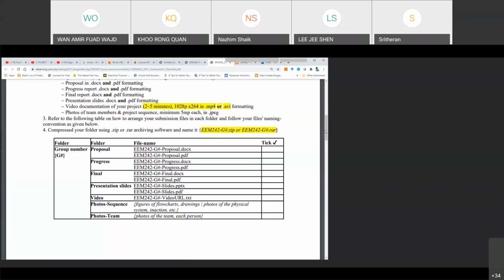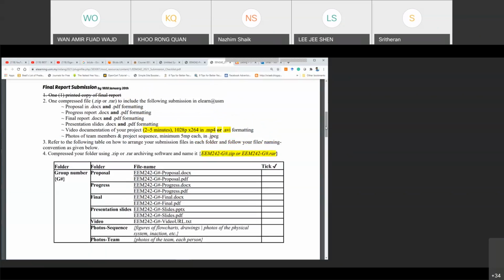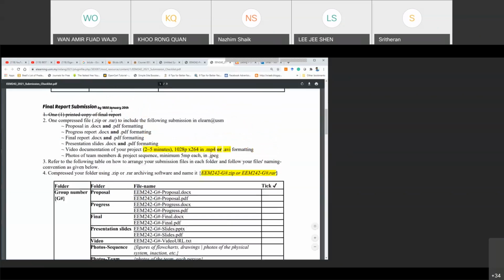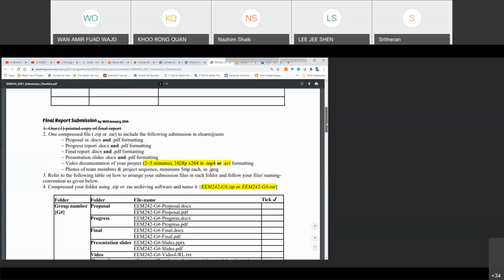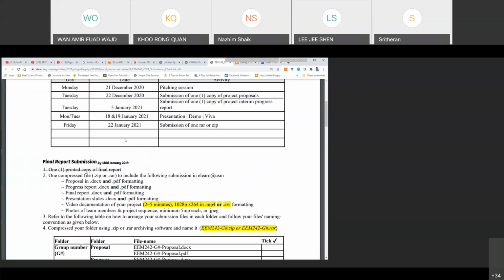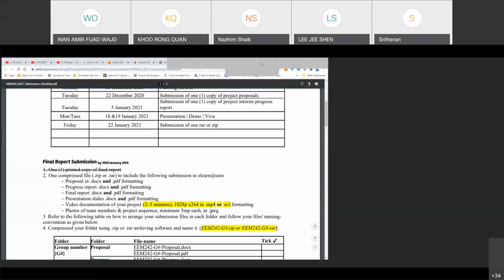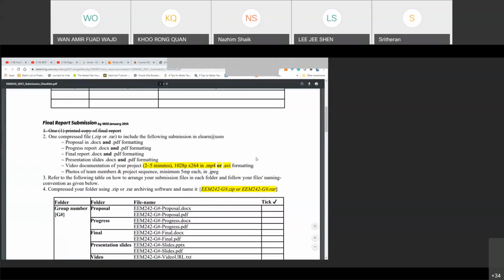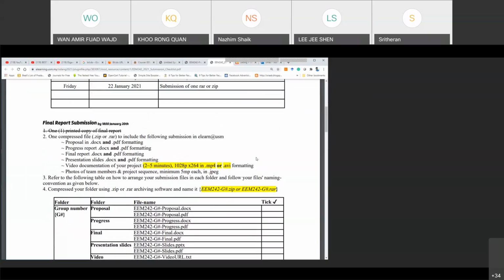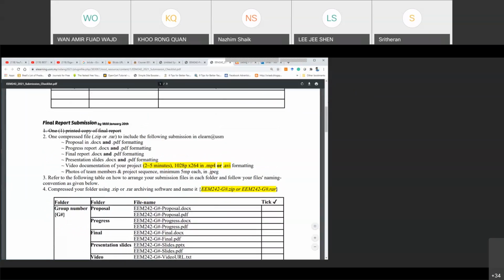Later on, even though the submission date stated here is 20th January, we extend it to Friday, 22nd January. Submission of the RAR report is through the e-learning site. Starting from tomorrow or the day after, I will open the link for the submission.